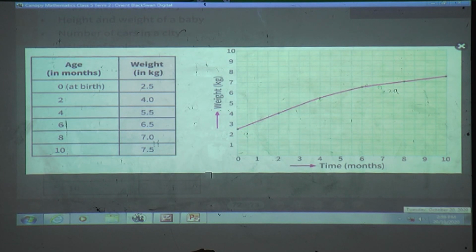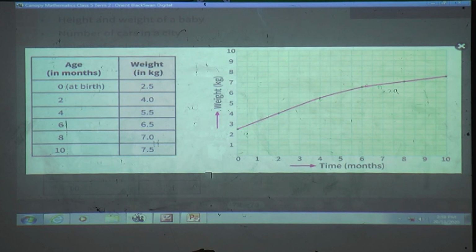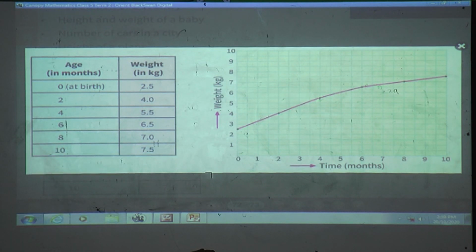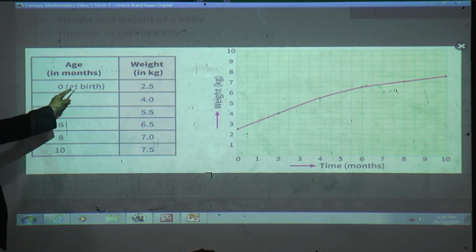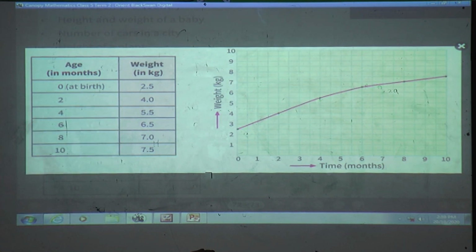Yes, 10th month 7.5 kg and 4th month 5.5 kg. So just subtract it. After subtracting, you will get 2.0 kg. Now, how much weight did Aruna gain in the 10th month? 10th month 7.5 kg, and at the time of the birth, she was 2.5 kg. Okay, her weight was 2.5 kg. So do the subtraction. 7.5 minus 2.5, the answer is 5.0 kg.